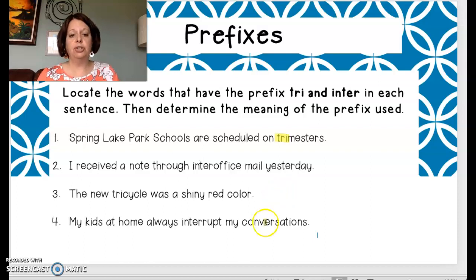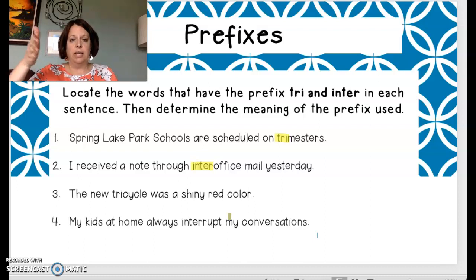Okay? Number 2, I received a note through inter-office mail yesterday. Inter-office means, for instance, a note came from one of the offices and was sent to another office, all through the Spring Lake Park schools.